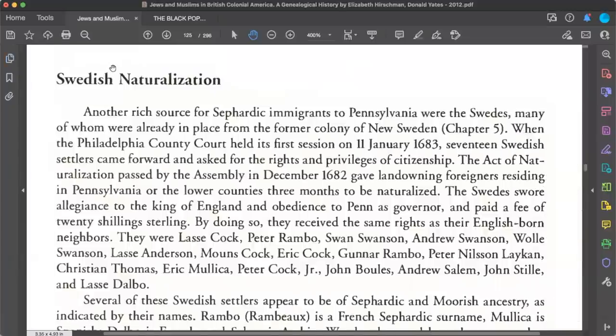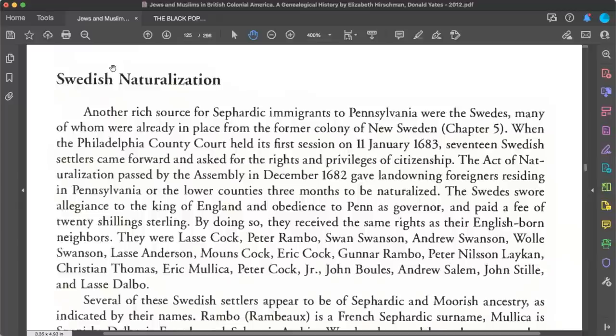A lot of your genealogists might go back to these people, especially when you're going back to Maryland and Pennsylvania. And again, a lot of these Swedes are what? Sephardic immigrants. Remember that. If you get to anybody in your line that happens to be a Swede from Pennsylvania or Maryland, any of those areas in the colonies, many of whom were already in place from the former colony of New Sweden. All right.